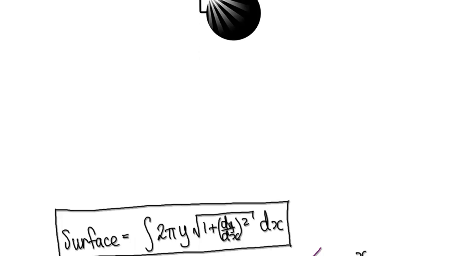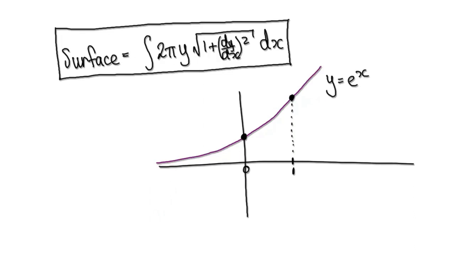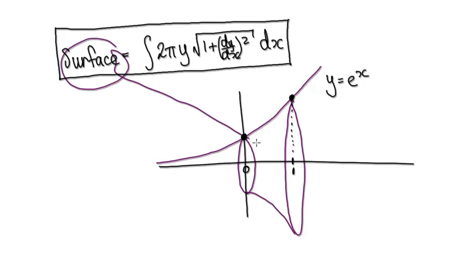Okay, let's give you guys some practice. So work out the surface area of e to the power of x from 0 to 1 being revolved 360 along the x-axis. So we're going to revolve it 360 along the x-axis. So work out the surface area of this thing here.